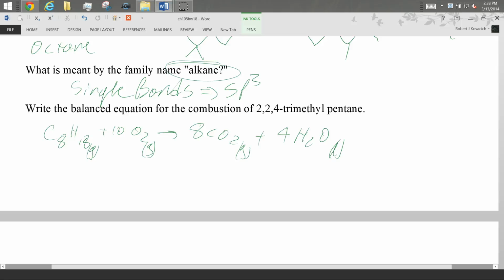Yeah, I feel like this isn't right. What'd you get? 2 C8H18 plus 25 O2, and then the arrow over 16 CO2 plus 18 H2O. Yeah, I'm sorry. That's right. I was looking at the wrong thing. That's it. 25, 16, 18, definitely.